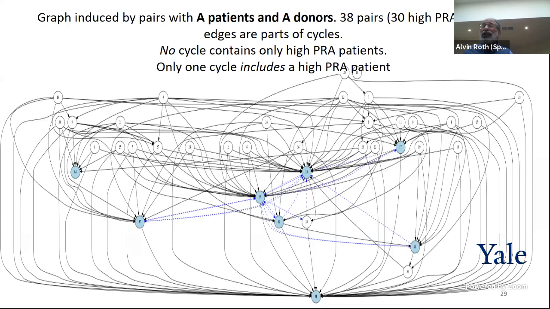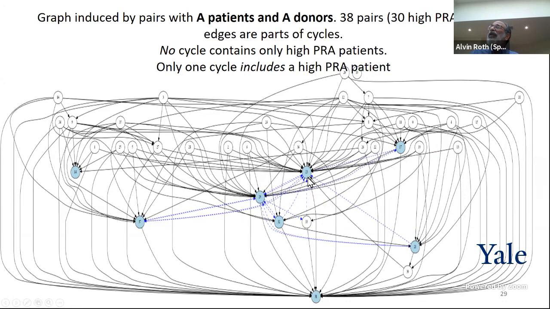Let's think why we need long chains. Here is a snapshot, a moment from the Alliance for Paired Kidney Donation of 38 pairs, 30 of which are high PRA. And what these were at that moment in time, these were all the patients and donors who both had blood type A. Okay, so we're just looking at patients with blood type A and their donors, and each circle is a patient-donor pair. And an arrow goes from one circle to another circle if the donor in the first pair is compatible with the patient in the second.